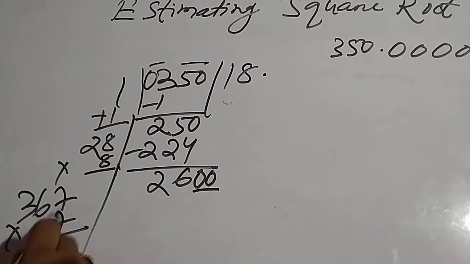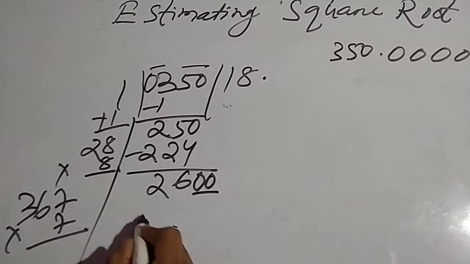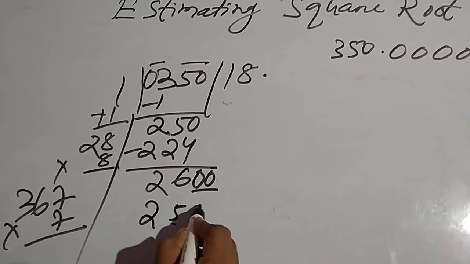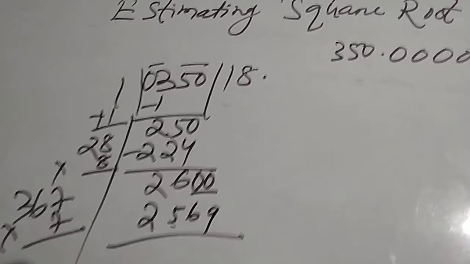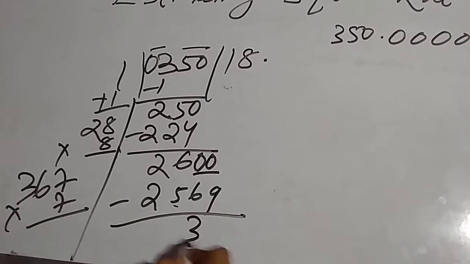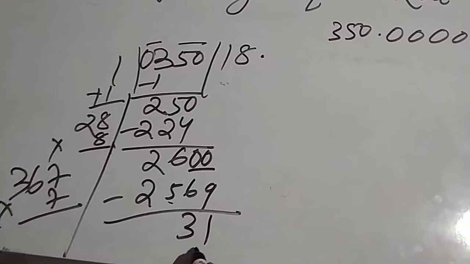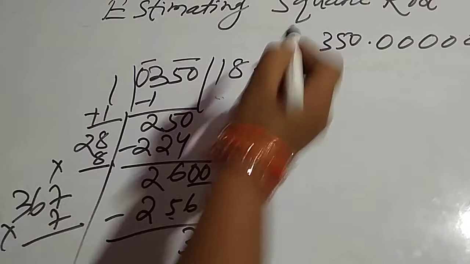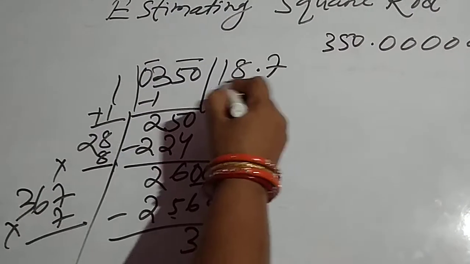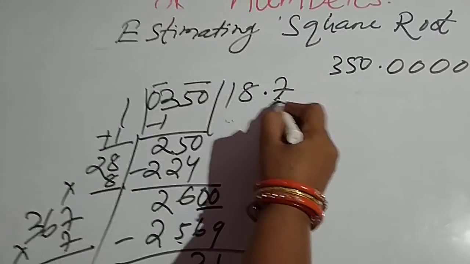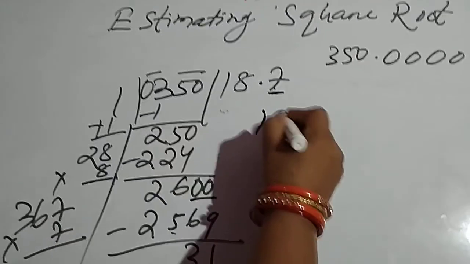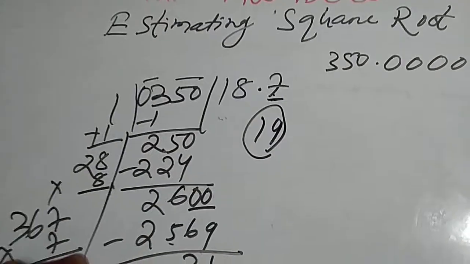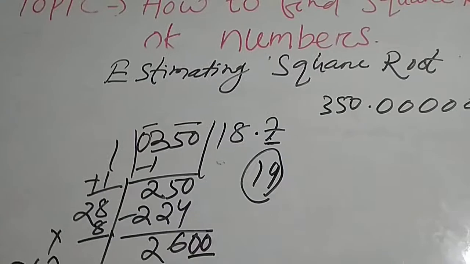So 367 multiplied with 7, we get 2569. Then we subtract, lastly with the remainder 31. 2 digits. So again, sorry, there is 7. 18.7. After decimal 7 means approximately that is 19. Approximately that is 19. Okay.